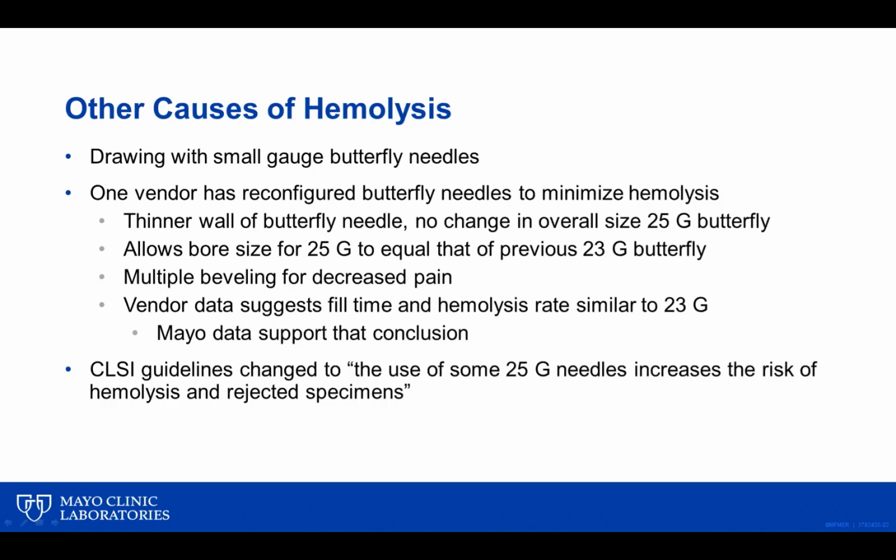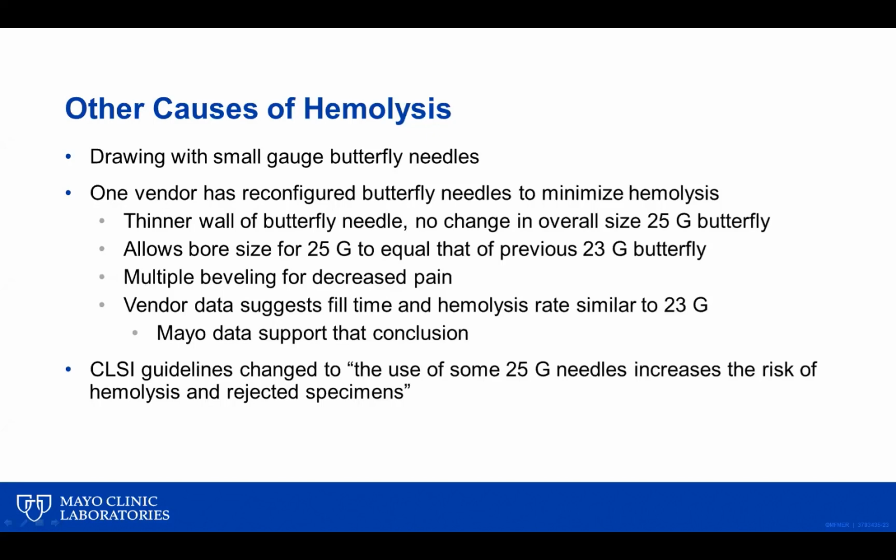So it's a thinner wall of a butterfly needle, so there's no change in the overall size of the 25 gauge butterfly. This allows for a bore size for 25 gauge to equal that of the previously 23 gauge butterfly. They have multiple beveling to decrease pain, and the vendor suggests that fill time and hemolysis rate are similar to 23 gauge butterfly needles, and our data actually support that conclusion.